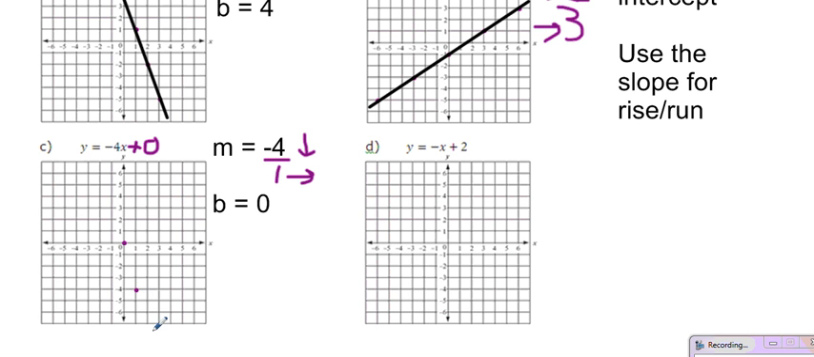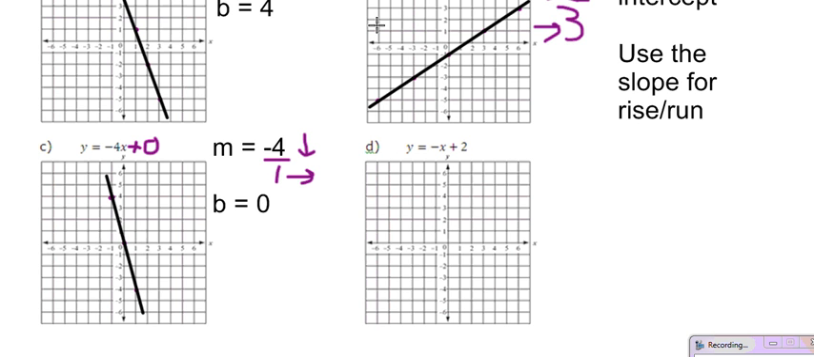Down 4, oh, I've run out of room, so I have to go up here. Go up 4, and over 1 to the left. So you do the exact opposite, and it'll continue the pattern. Now, I'm running out of room. I can't do anything else, so 3 points will have to do. So now, I'm going to connect them to make my line.